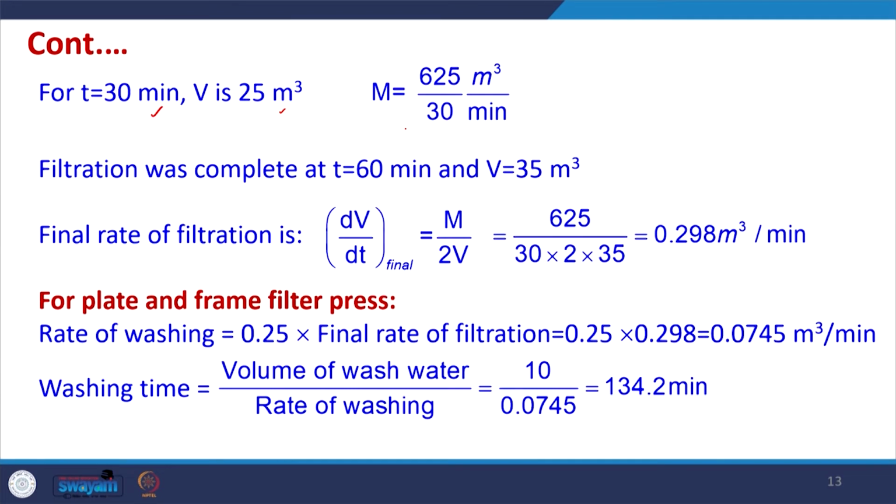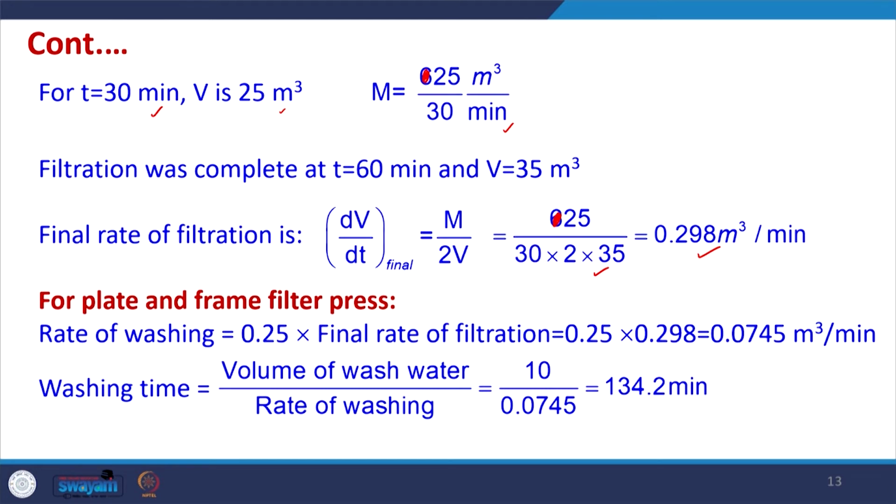So, we get the m to be 625, this is 25 divided by 30. So, this is the m value. Similarly, in the 60 minutes we have 35. So, under that condition if we solve it, we can easily solve it, and overall it will be 0.298 meter cube per minute.